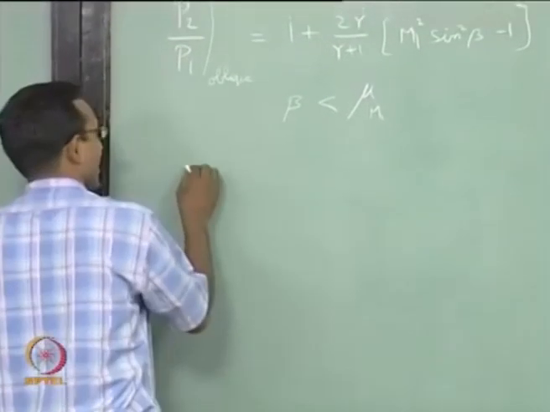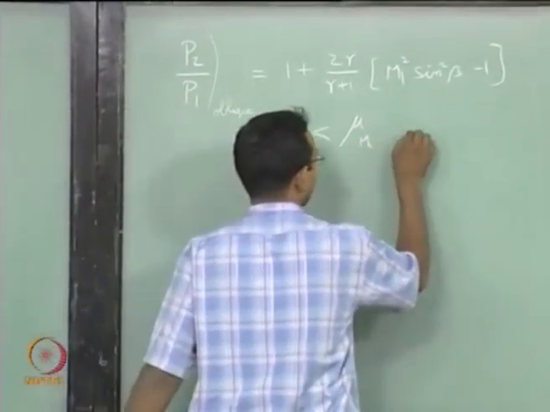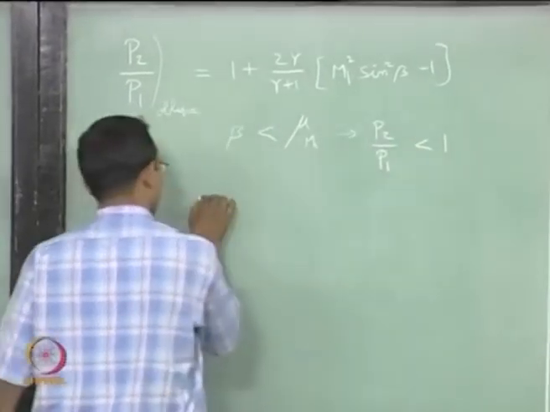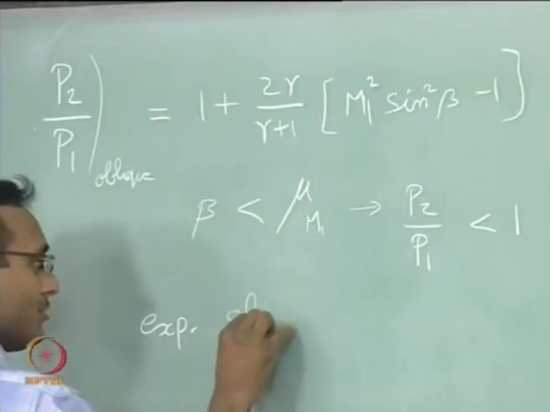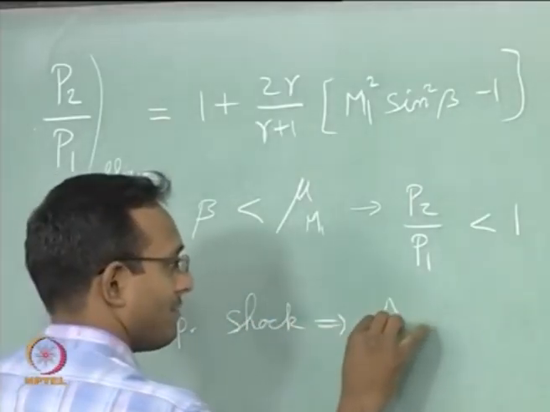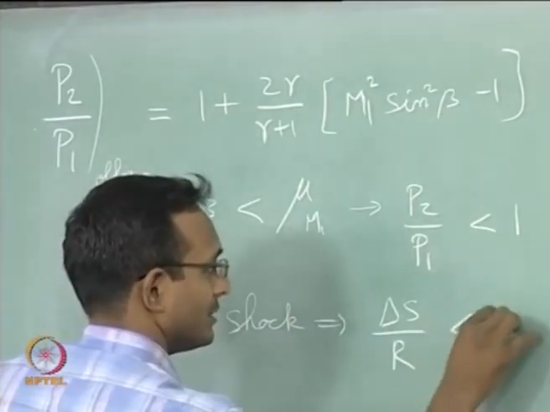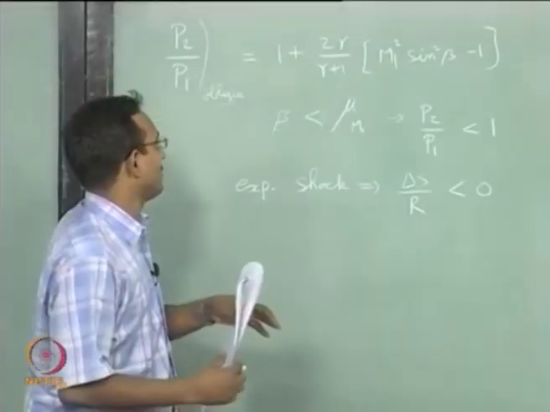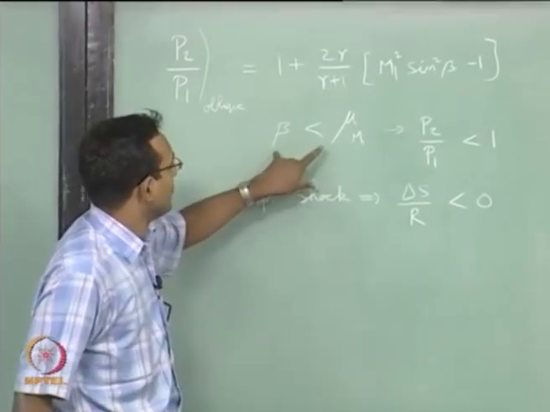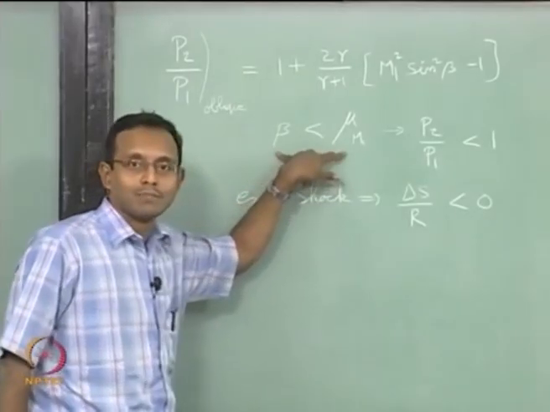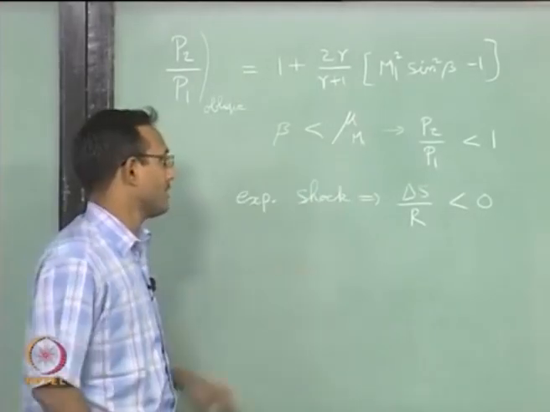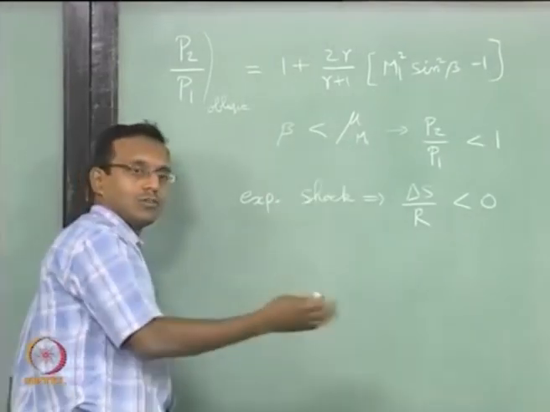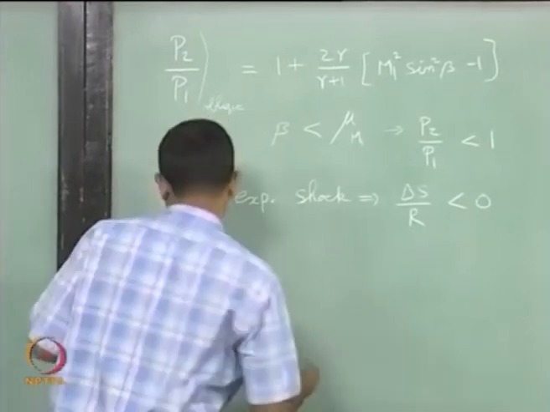Okay. So, I can say that for beta less than this, I will have P2 by P1 less than 1, which means it is an expansion shock, which will have delta S by R less than 0, not possible. So, I will never have a situation where beta is less than my Mach angle for that particular incoming Mach number M1. Okay. So, now my solution exists somewhere between mu of M1 to 90 degrees, which is what we were seeing in the plot anyway. Okay.